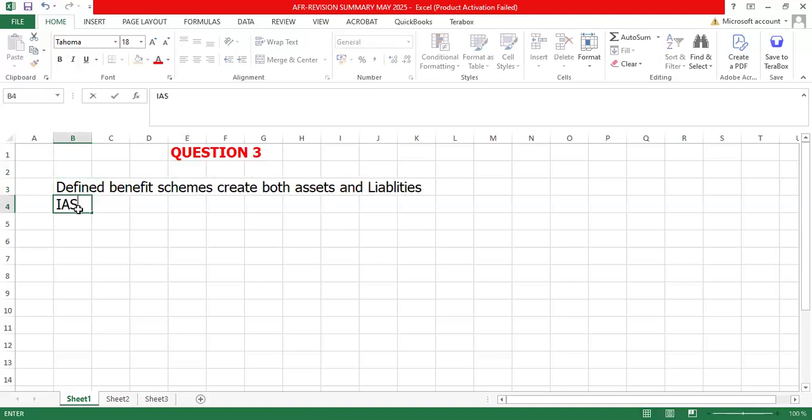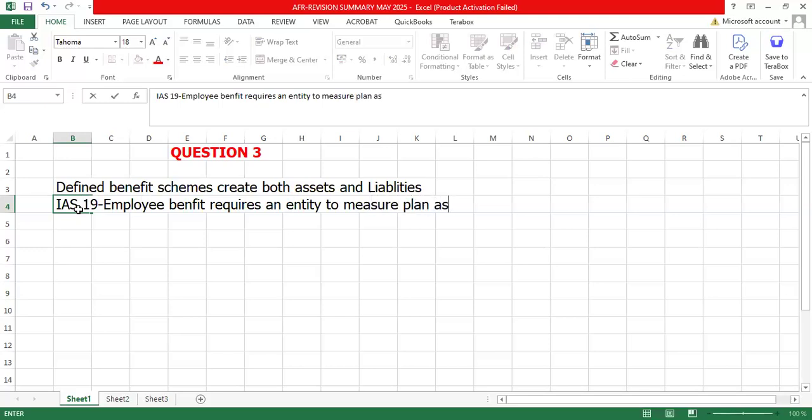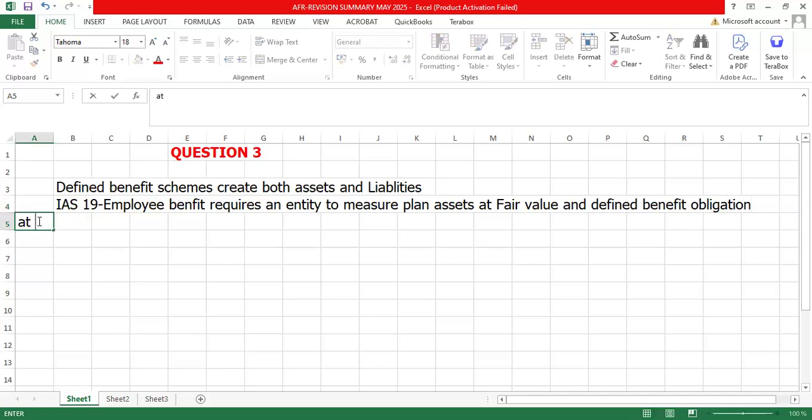Then you're going to say that IAS 19, that is employee benefits, requires an entity to measure the plan assets at fair value, and defined benefit obligation at present value. So it's something you needed to know.